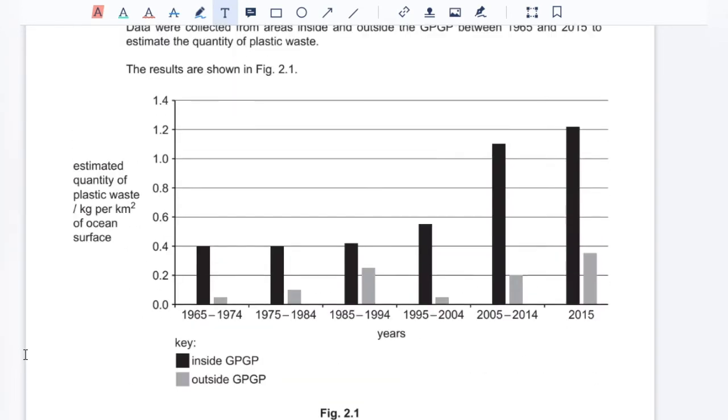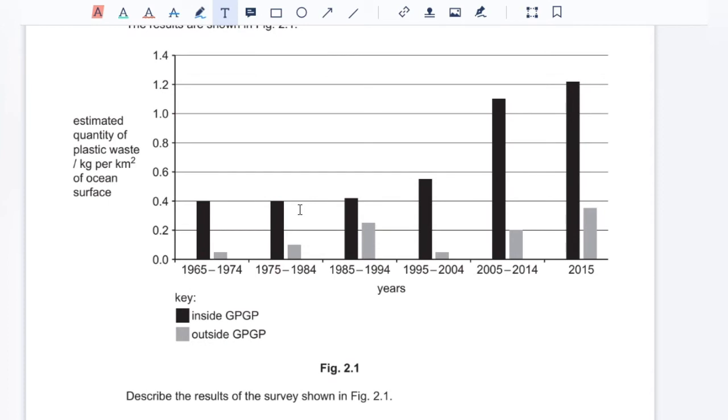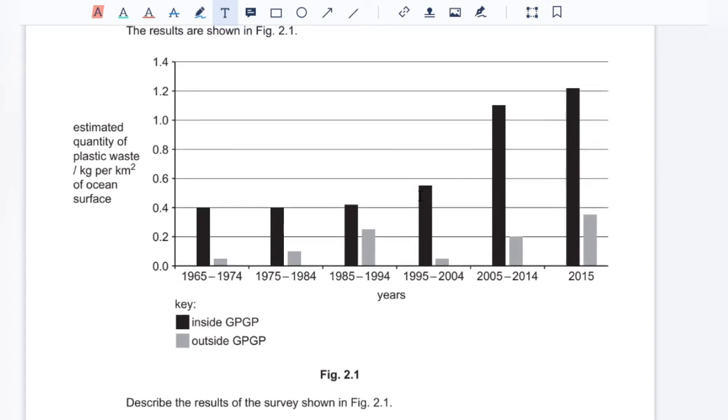So in this question, since it's asking you to describe, you can describe the trends which you can see. So first off, we can tell that the amount of garbage inside the GPGP, represented by the black bars, is always greater than the amount of waste outside of the GPGP, represented by the gray bars.